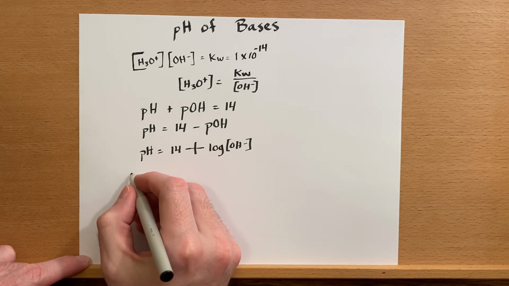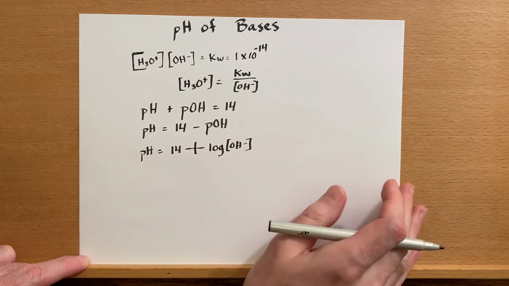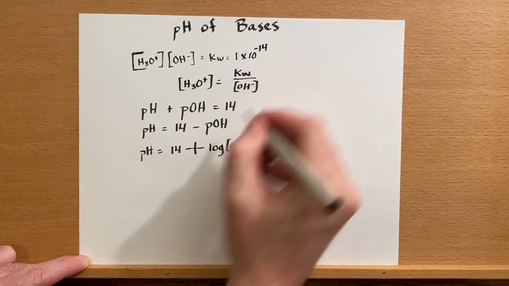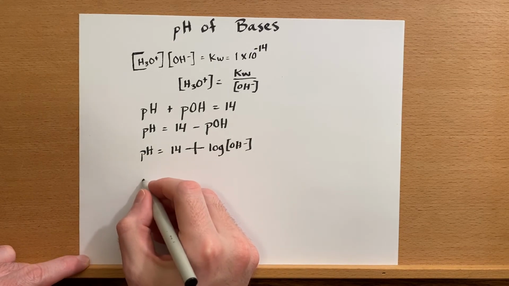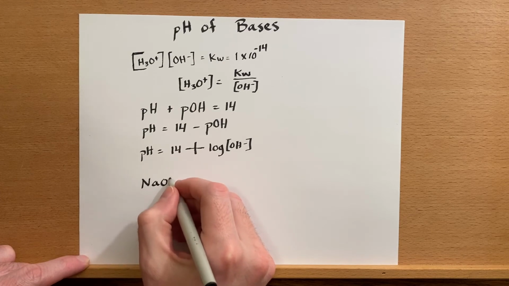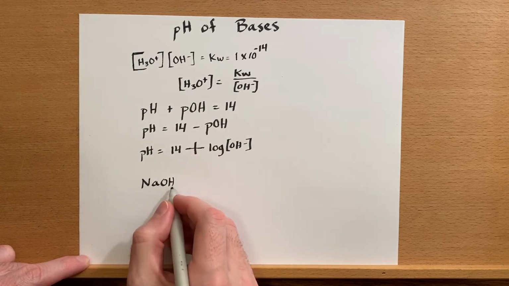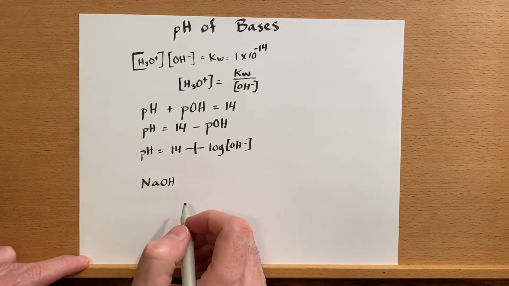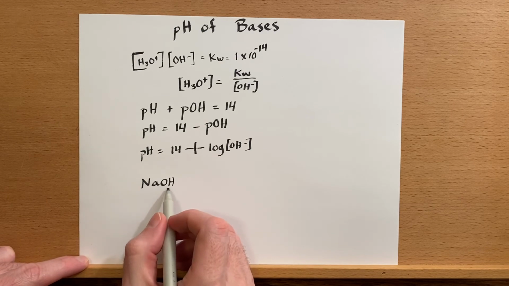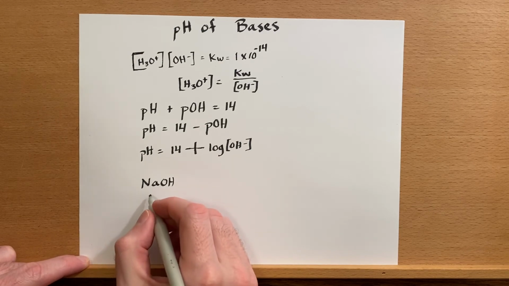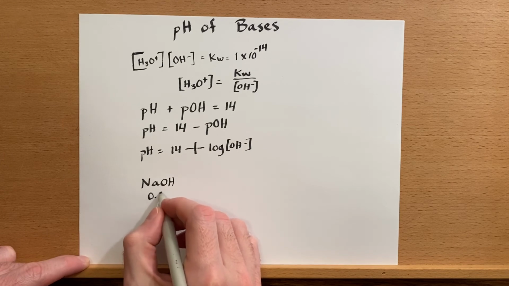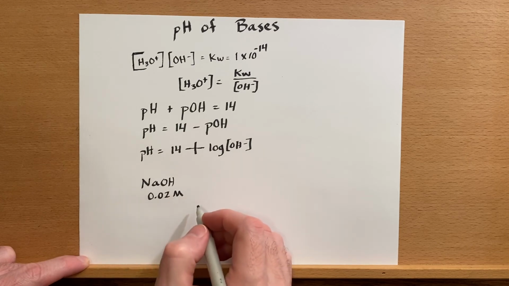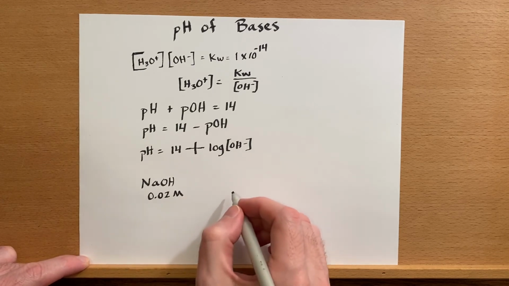Let's say I have some sodium hydroxide. I'll write it down here. This is a base. It's a strong base. And so just like our HCl example, this will completely ionize in solution. So if I choose 0.02 molar of NaOH, what would be the pH of this solution?